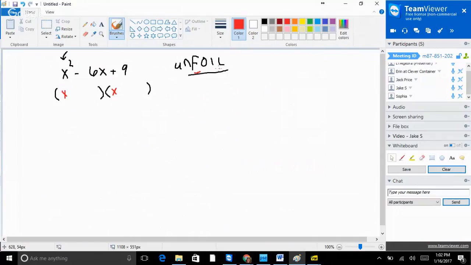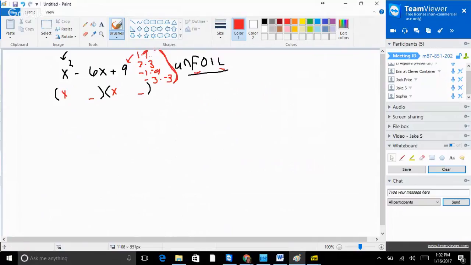The next thing you want to look at is the last term, because the inside and outside are a little confusing, but let's look at the last term. So we have 9. I have to think, what are all the ways my last two terms multiplied together can make 9? I can make 9 with 1 times 9. I can make 9 with 3 times 3. I can make 9 with negative 1 times negative 9, or negative 3 times negative 3. So which of those 4 choices do I pick?